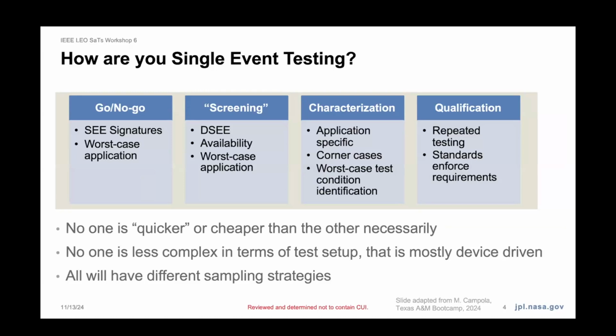You may be fully characterizing a part, again, looking for soft errors as a function of LET, so developing that cross-section versus LET, or testing to worst case conditions or corner cases. Or you may be performing full qualification, especially as a manufacturer or vendor of technology, right? And there's no one right solution here, again, and you may evolve through different solutions as you're improving your understanding of a given technology through testing.